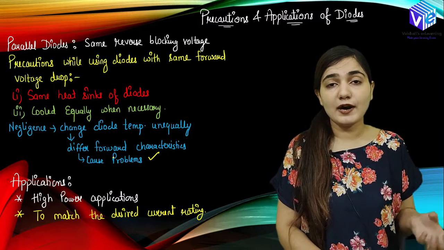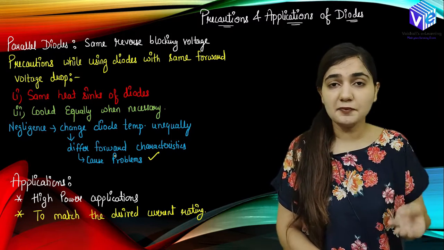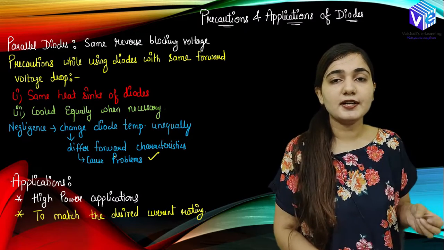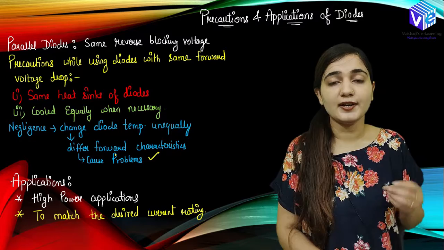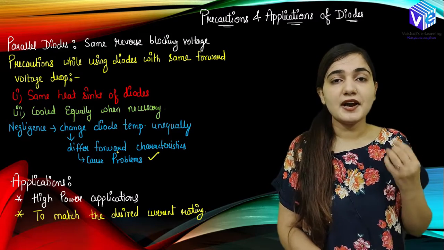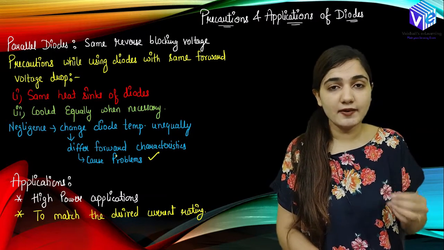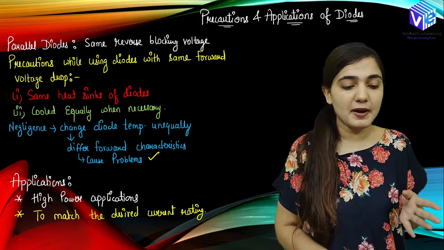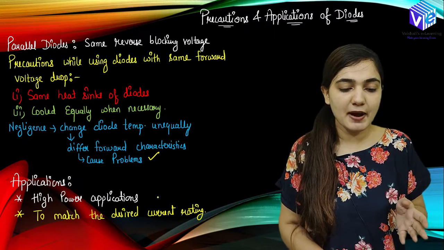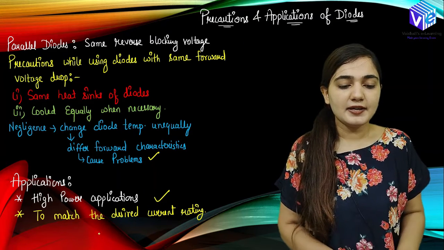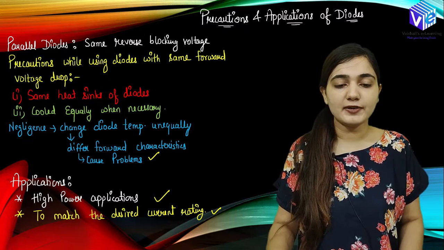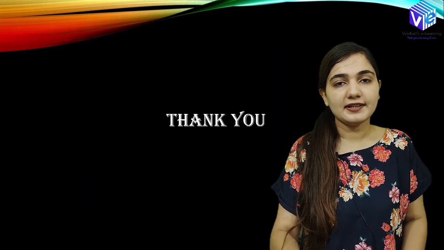We have to avoid the inductor problems. There can be spikes generated due to the inductors as well, and we have to overcome them. These are the problems that we have to tolerate. Otherwise, parallel connected diodes are going to give me very high power. They are used in high power applications, and to match the desired current ratings as well. So this is how I am concluding parallel connected diodes.